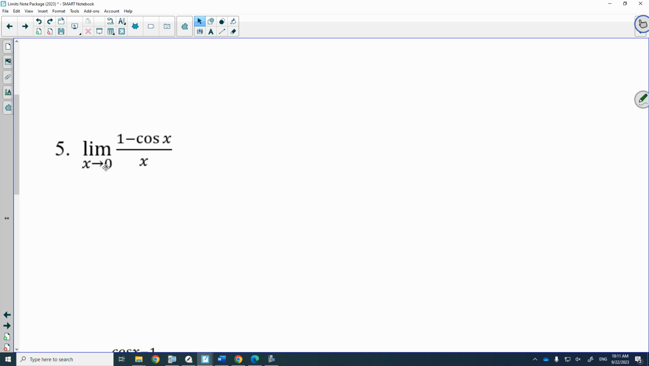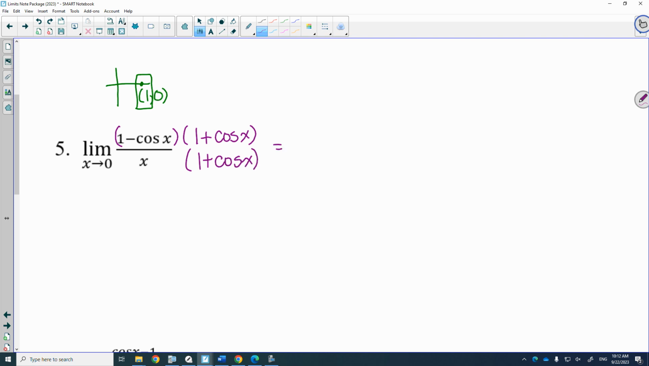So let's look at this guy. The limit as x approaches 0 of 1 minus cos of x over x. Cos of 0 is 1. So if I put cos of 0 here, I'd have 1 minus 1, so I'd have 0 over 0, indeterminate. So what do we do if we're indeterminate? We either factor, we rationalize, or we multiply by the conjugate. So we're going to be multiplying by the conjugate. The conjugate of 1 minus cos of x is going to be 1 plus the cos of x. And remember, what I do to my numerator, I have to do to my denominator.